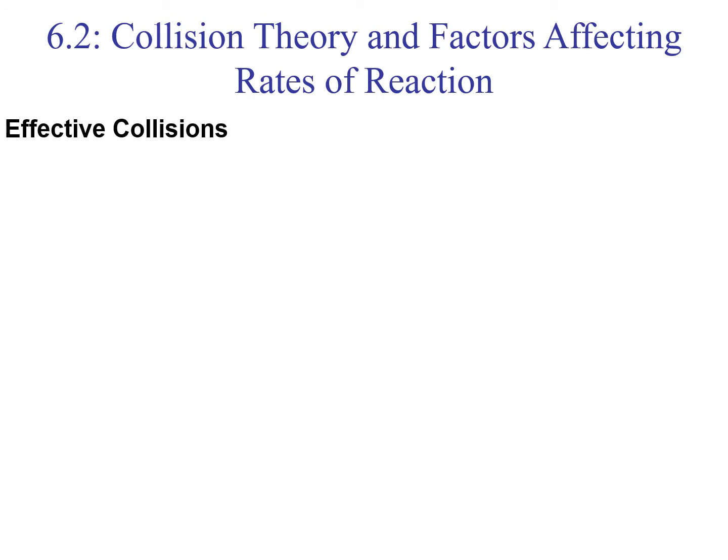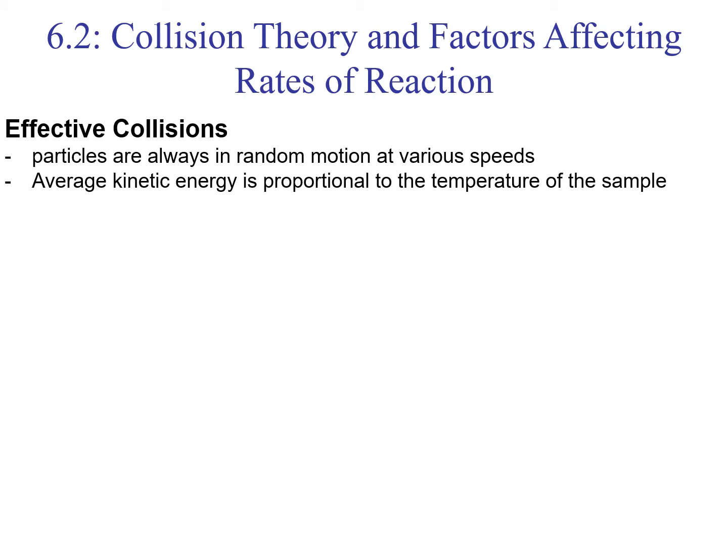Let's first look at effective collisions. We need to keep the following points in mind when we consider effective collisions. A chemical system consists of particles, which are atoms, ions, molecules, etc. They are always in random motion at various speeds. The average kinetic energy is proportional to the temperature of the sample. As the temperature increases, the kinetic energy of the particles increases.